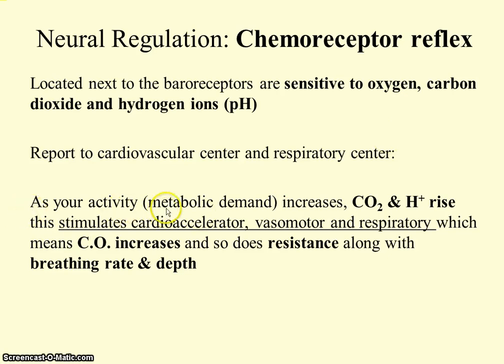So as your activity, your metabolic demand, your needs, you become more active, you have a greater need for oxygen, and you are producing more carbon dioxide. So as your metabolic demand increases, carbon dioxide and hydrogen ions rise. These are the strongest influence on the cardioaccelerator center and the vasomotor center. And again, we add the respiratory center here, which we'll talk about again when we get to the chapter on respiratory. So when you have more activity, you will automatically increase your cardiac output, and you'll increase your resistance along with your breathing rate and depth.